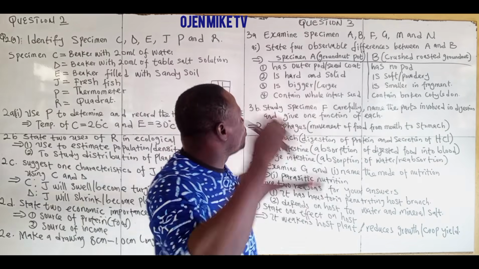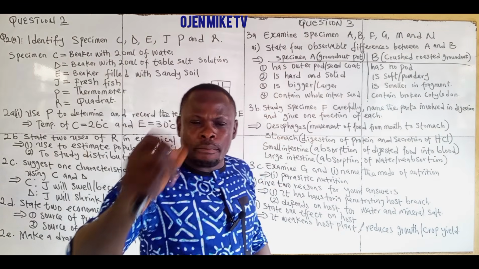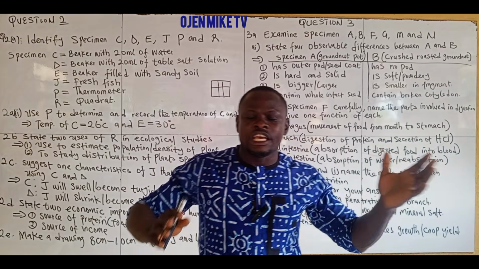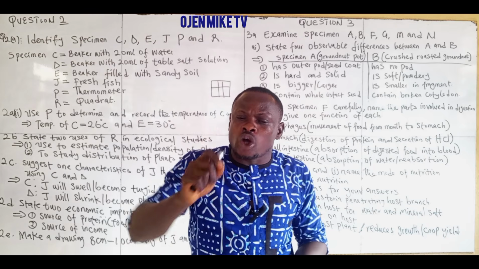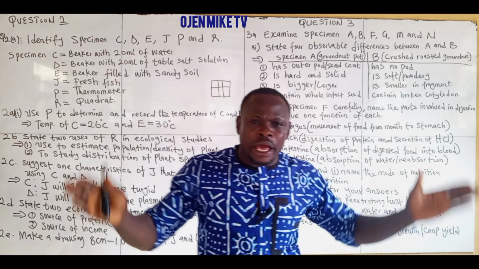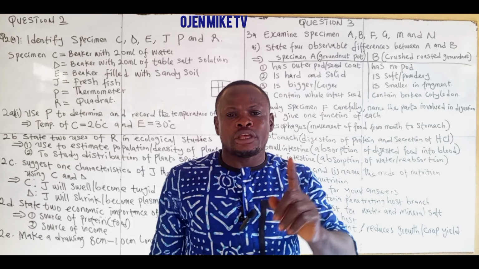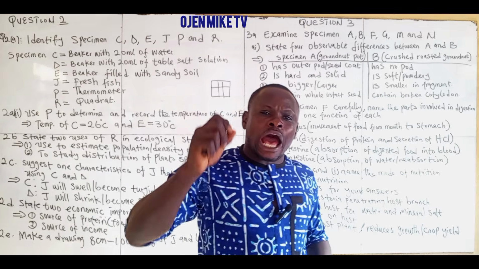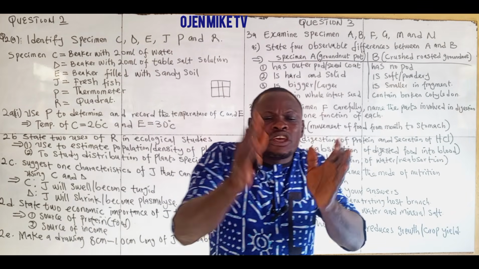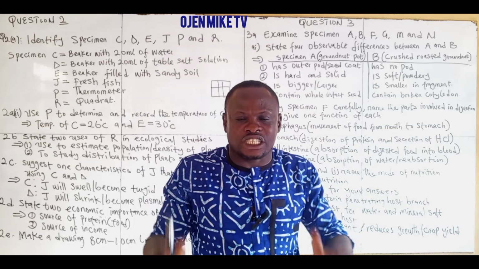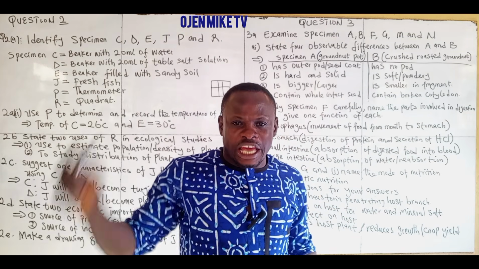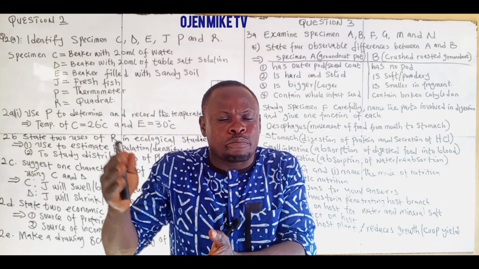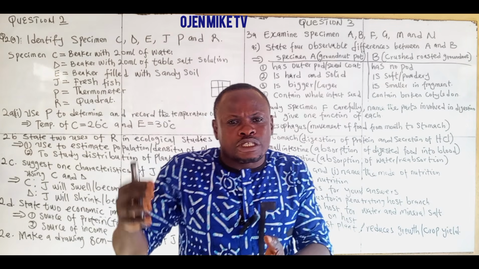Now the next question that we didn't put here is on specimen M and specimen N. Though we have already discussed specimen M in our food test, specimen N is a rotten tomato. Now you are going to compare them. Specimen M is a fresh tomato fruit, while specimen N is a rotten tomato fruit. You are going to look at the observable differences between specimen M and specimen N, and the biological process that takes place in specimen N.